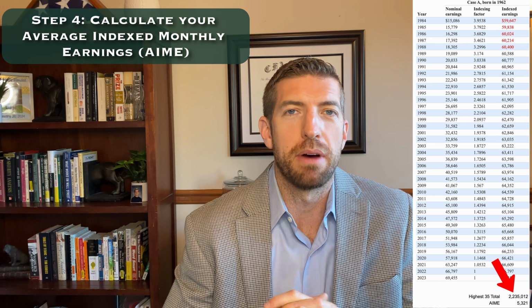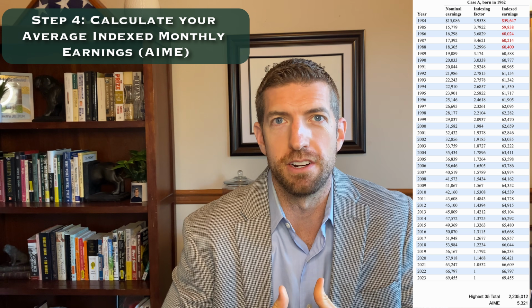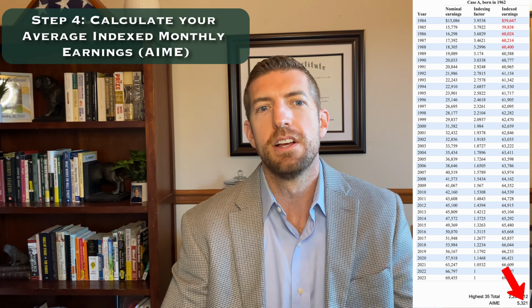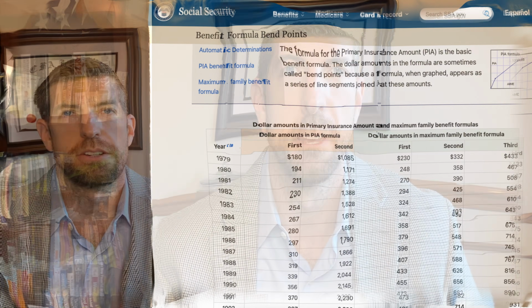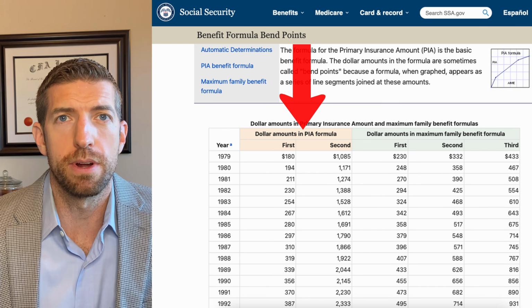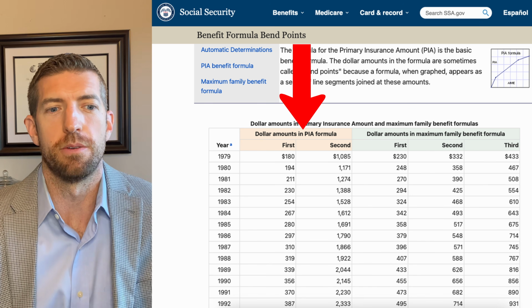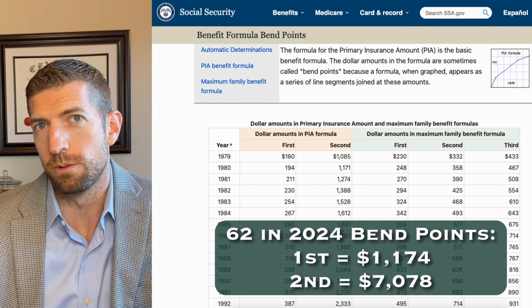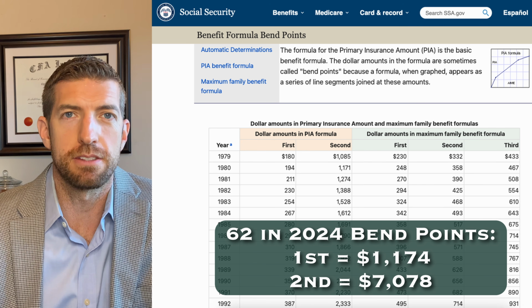Then we're going to divide by 420. Why 420? That is just 12 months times 35 years, the number of months in 35 years. So now we have the AIME number. Next, we're going to go to the Social Security website and retrieve your bend points. This is going to help us calculate your actual primary insurance amount or Social Security benefit. So go to the Social Security website, grab the bend points for your year, and we're going to use those in the formula next. In my example, again, we're assuming 62 in 2024. So our two bend points are 1,174 and 7,078.